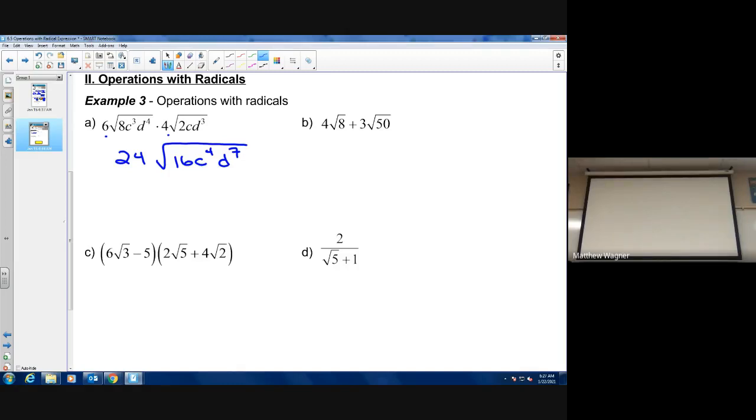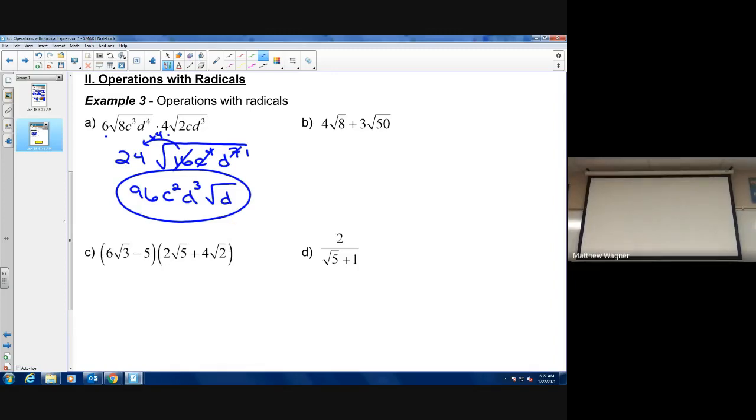All right, then we can figure out and take out what we can. Well, I can take out the square root of 16, which is 4, right? 4 times 24 is 96. I can take out a c squared. I can take out a d cubed, and I'd be left with 1 d in it.